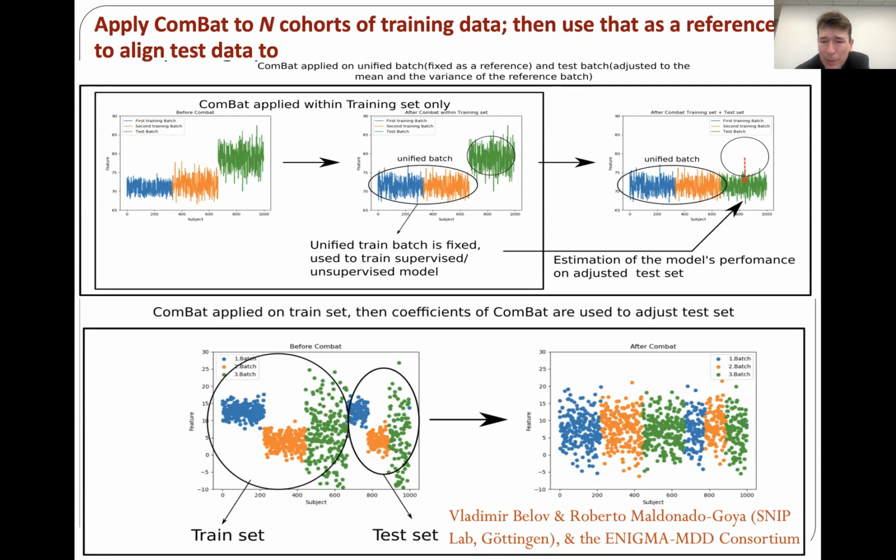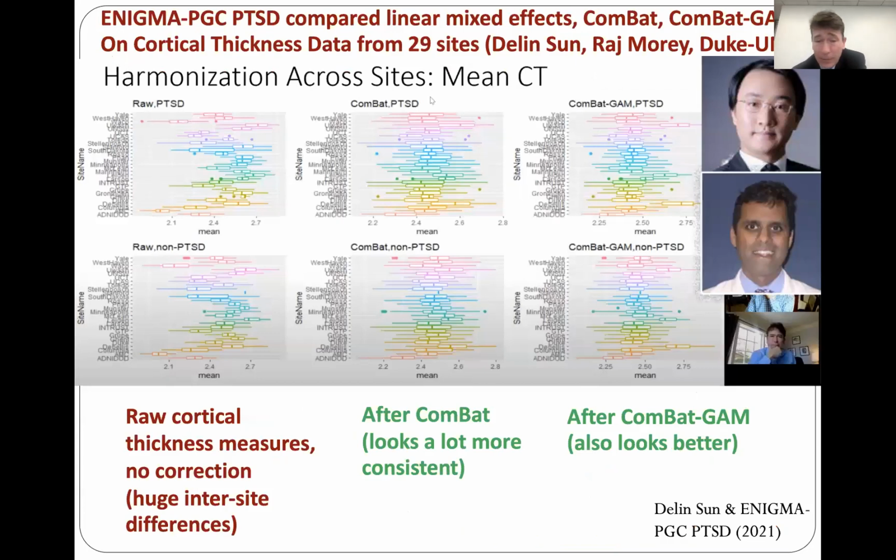And then they found that after doing that, they're better able to make predictions about the test data. Now, this is very popular. Just to look at how the measures look, this is a study by Dylan Sun and Raj Mori in the ENIGMA PTSD working group. They applied COMBAT GAM to thickness data from many, many sites. Over on the left, you'll see just how different sites are in their mean cortical thickness, even in controls. And after COMBAT and COMBAT GAM, the measures from each site look a little bit more aligned.